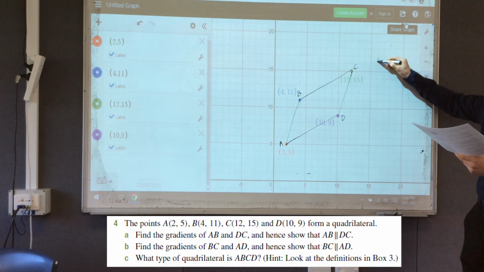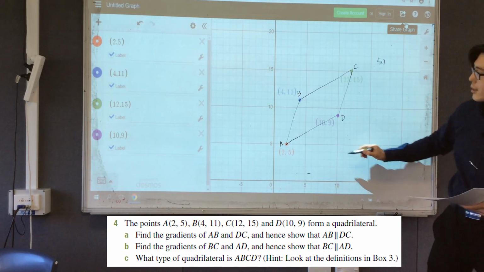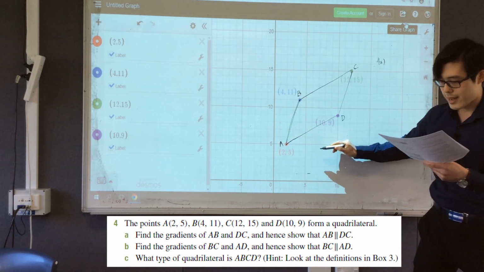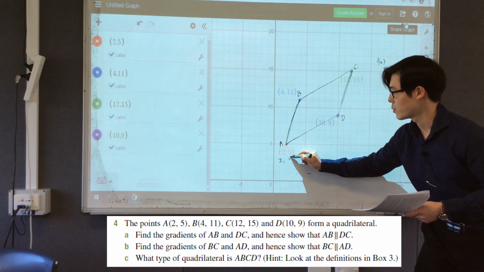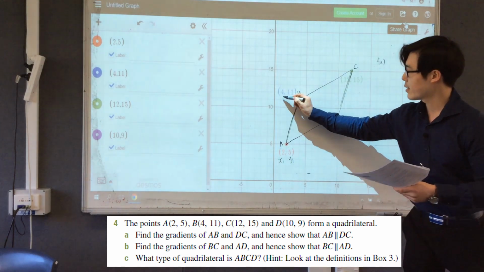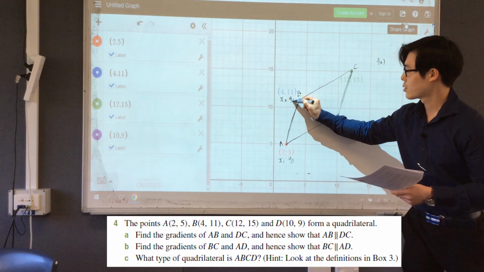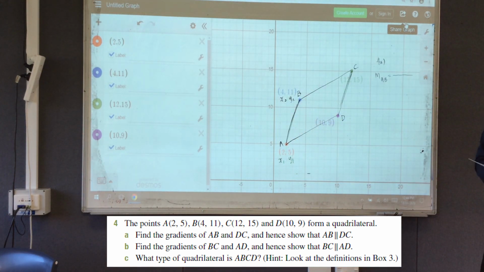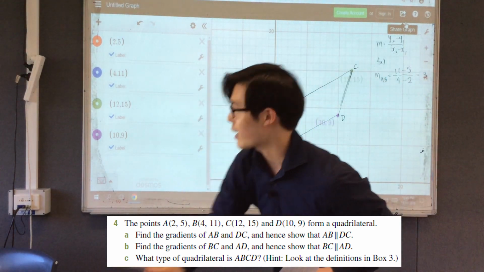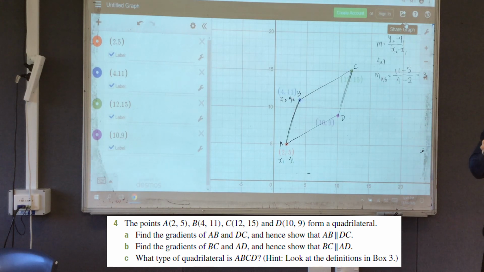So for question 4a, what they want you to do is find the gradients of AB and DC. So let's label this x1, y1, and x2, y2. What we're going to do is calculate the gradient of those two. What comes first? y2 minus y1 is 11 minus 5, and the bottom is 4 minus 2, so this is 3. That's right.